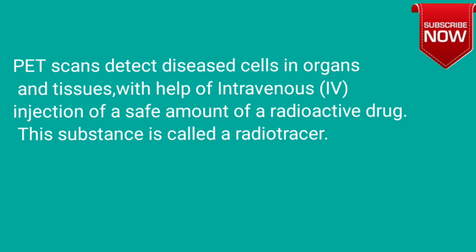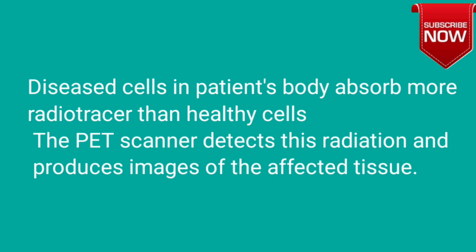PET scan detects diseased cells in organs and tissue with the help of an intravenous injection of a safe amount of radioactive drug. This substance is called radiotracer. Diseased cells in the patient's body absorb more radiotracer than healthy cells. The PET scanner detects this radiation and produces images of the affected tissue.